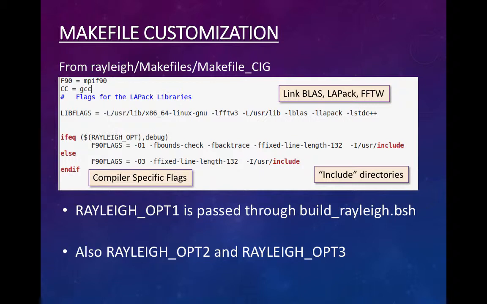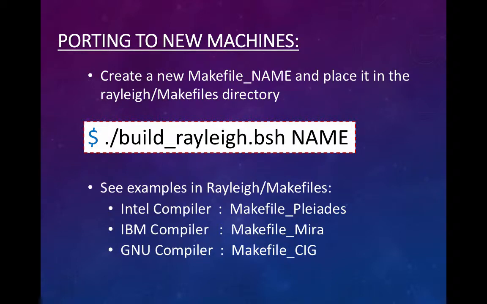Are we doing debugging? This is a GNU example. The line length usually needs to be 132 characters. You need to think about the include directories. And then you need to think about how to link your libraries, BLAS, LAPACK, and FFTW. And that's done differently depending on what sort of architecture you're on, or what sort of compiler you're using. So what I typically do is take one of these three examples and modify it when I port to a new machine.